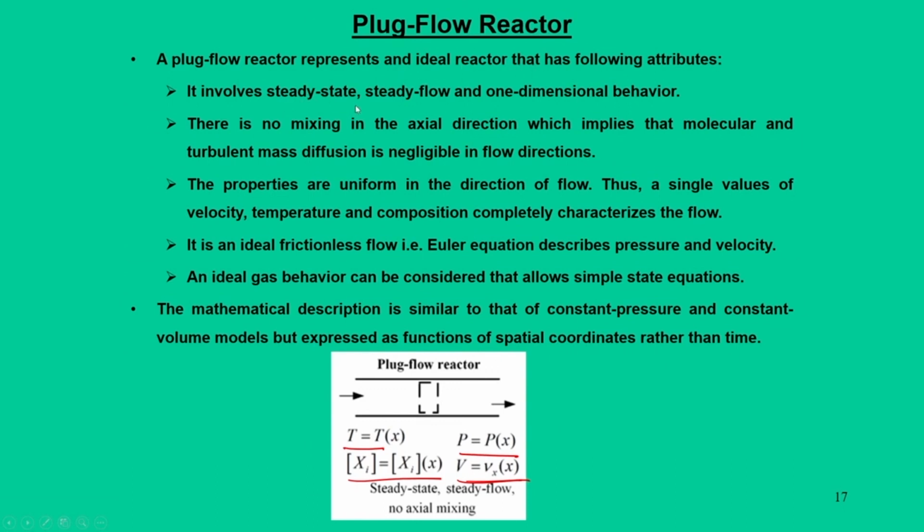It involves steady state, steady flow, one dimensional behavior, and there is no mixing in the axial direction, which implies that molecular and turbulent mass diffusion is negligible. The properties are uniform in the direction of the flow. Thus, single values of velocity, temperature and composition completely characterize the flow. It is an ideal frictionless flow.